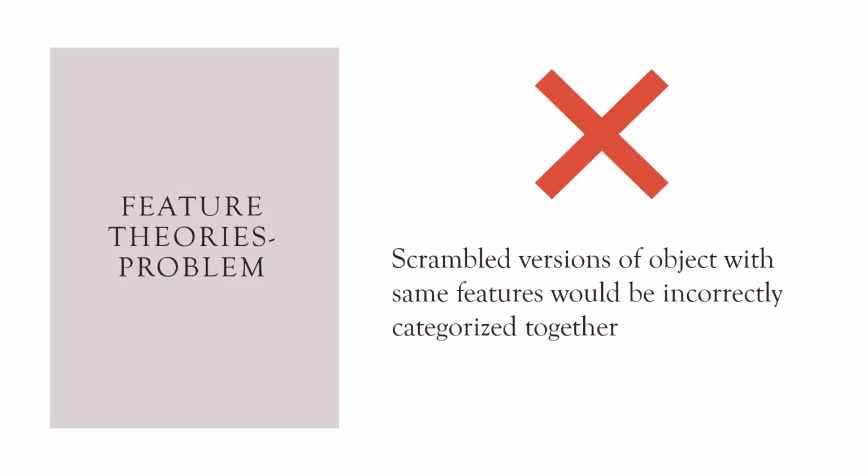The issue with this one is that it will incorrectly categorize scrambled versions of an object as fitting together. Essentially I could take those features I just talked about and put them in any arrangement or order, and my brain would classify all those things as a coffee mug, even though in a lot of instances they would very clearly not be a coffee mug.